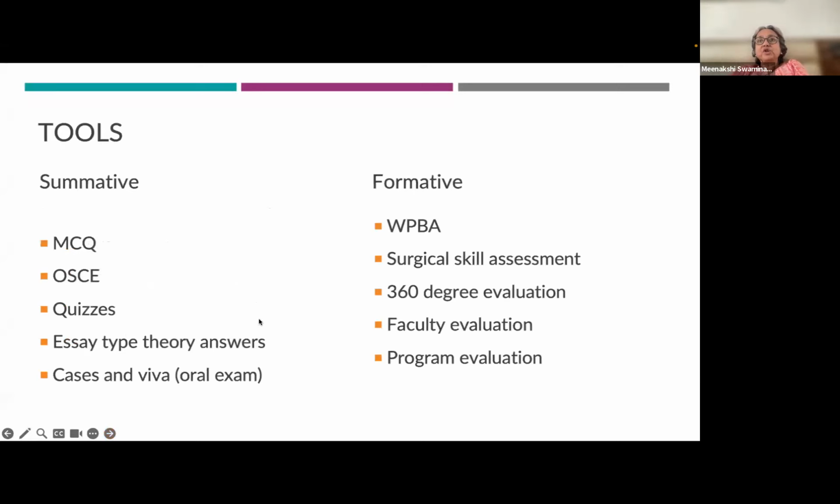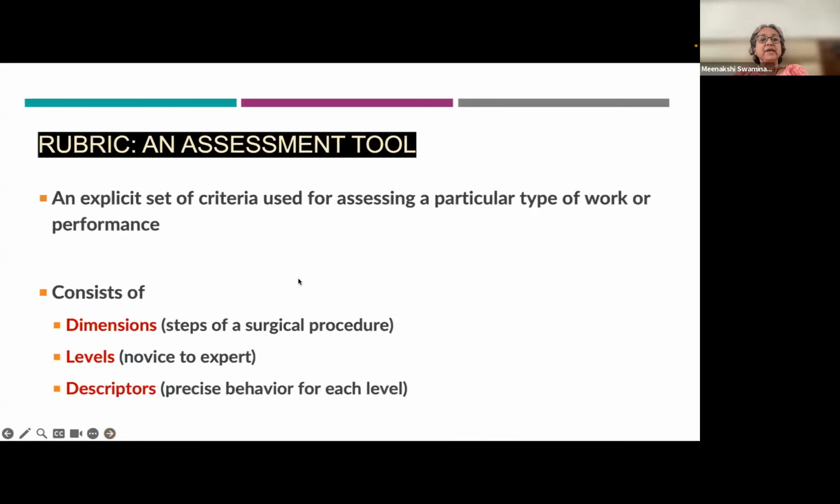So we've been talking about the characteristics of instruments and tools. And so what do we have out there? For summative, we have MCQs, OSCEs, quizzes. We have essay type theory answers and oral exams. For the formative, we have WPBAs, which are the workplace-based assessment, surgical skill assessment. We're going to be talking more about it today. 360-degree evaluation, faculty and program evaluation, which also we will cover later today.